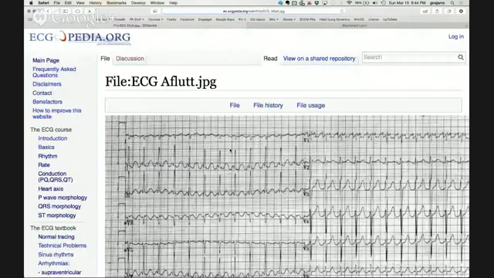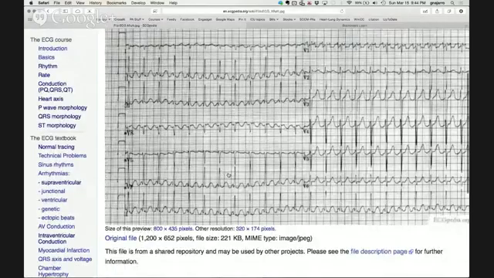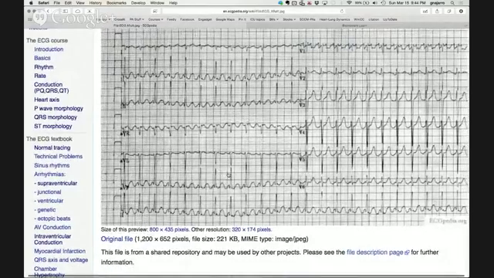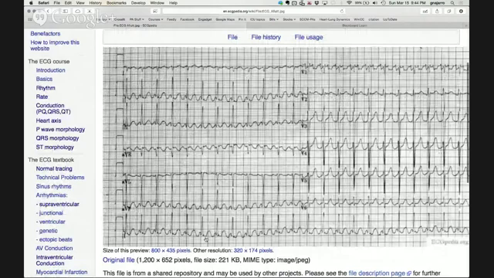More commonly, and this is the most common way you'll see flutter, is 2 to 1. Meaning you have atrial flutter waves, usually at 300 beats per minute, and every other beat results in a ventricular response. So the second atrial beat is buried here at the beginning of the QRS. So this one would look like this if it wasn't added to this QRS.